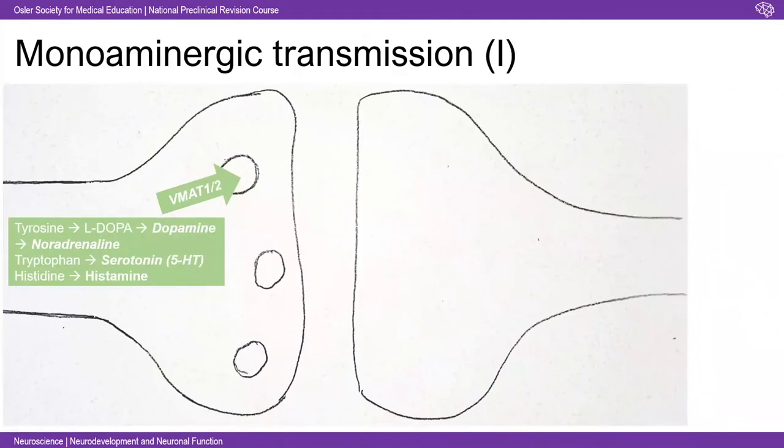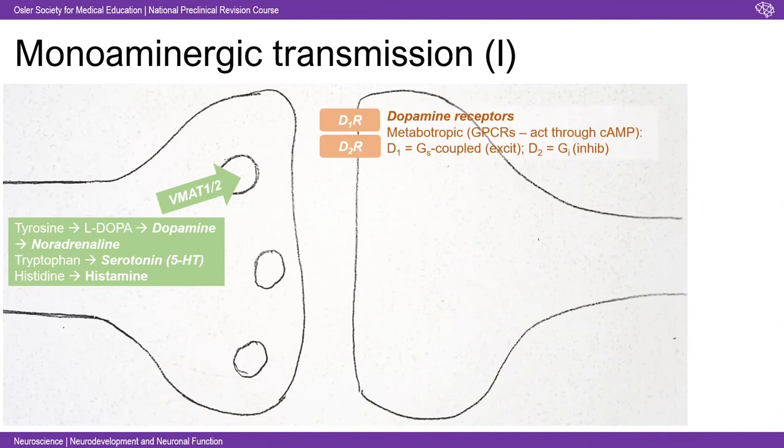Uptake is by GAT1. Monoamines, this is a family of neurotransmitters named because they all have this shared monoamine structure. Again, synthesized from amino acids. They have this common vesicular transporter, the vesicular monoamine transporter, and then they have unique receptors in the postsynaptic membrane.